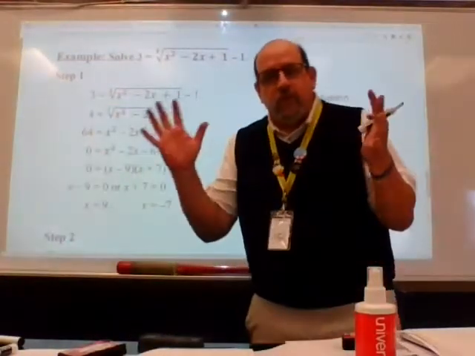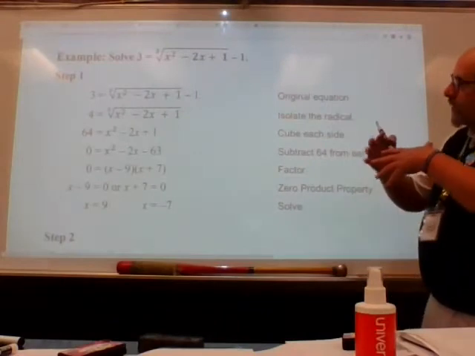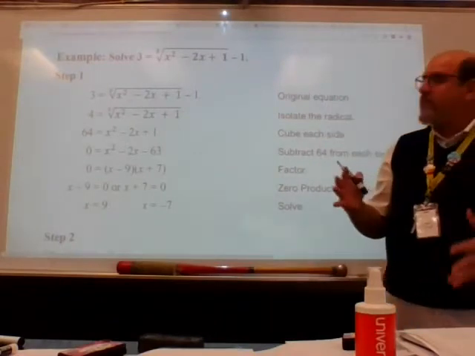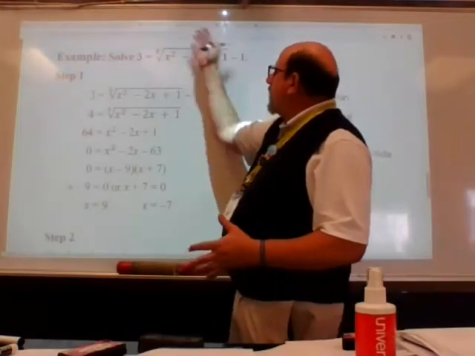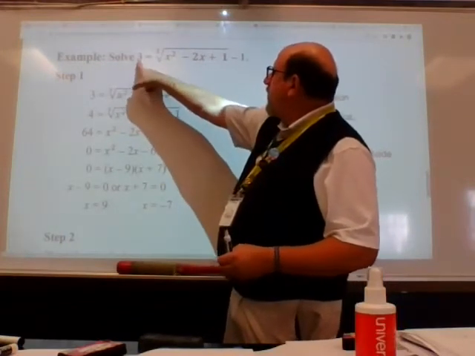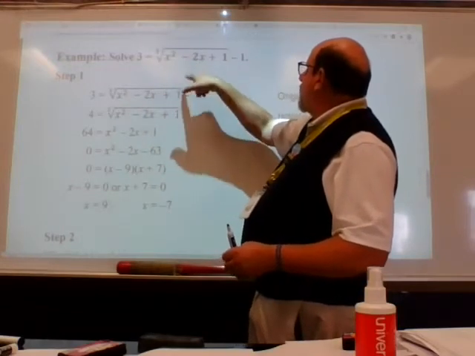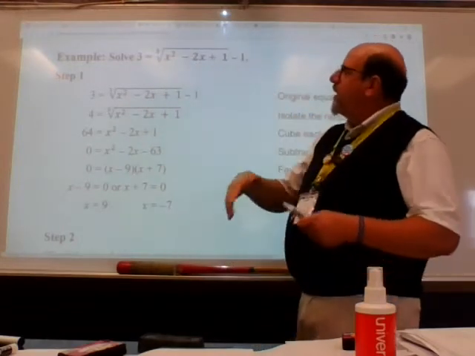All right, guys, part two. We're going to solve radical equations. Our sole purpose in life is to get rid of these radicals. Radical is this cube root here. It says solve 3 equals the cube root of x squared minus 2x plus 1, minus 1.